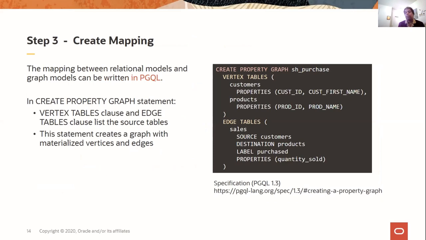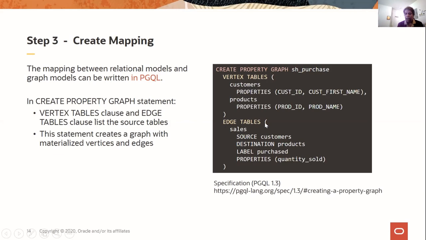And it's quite simple here. As you can see, you're creating a property graph and you're listing the vertex tables. And we're saying the customers table is going to be a vertex table. This means that every row in the table becomes a node in the graph, a vertex in the graph. The products table is going to be a vertex table. And here are the properties that I'm going to have for these nodes selected from the columns in the table. And then here is my edge table.